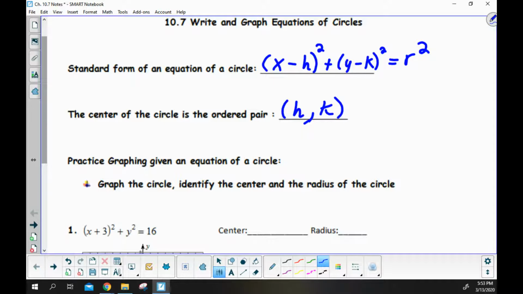So h and k is our center. It's a coordinate. It's a point. And then r, if you haven't guessed it, r is your radius. So it's pretty simple. r squared, the radius squared, is equal to the difference of x's squared plus the difference of y's squared.